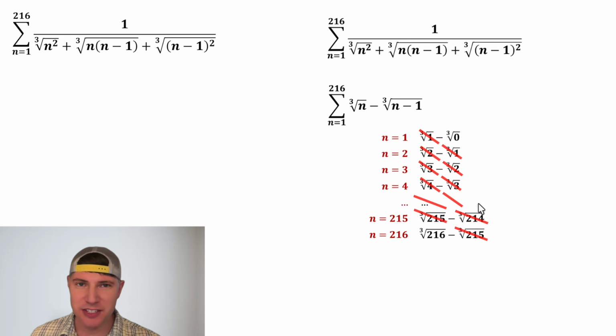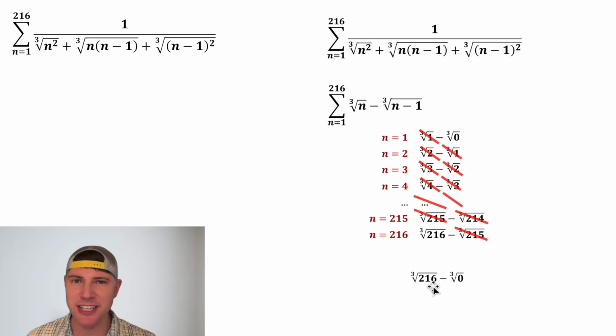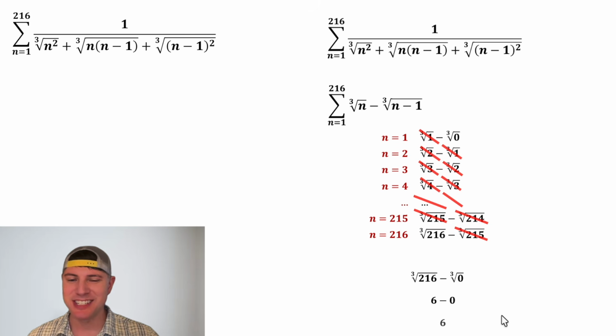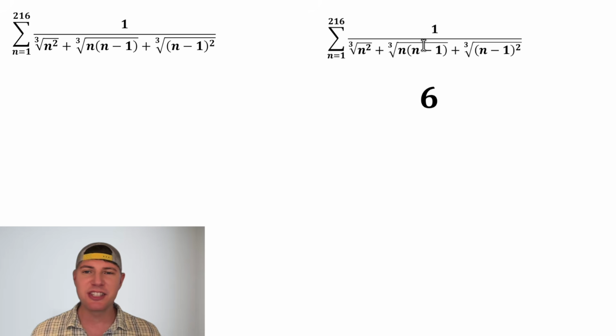thing. All of this stuff canceled out except for this and this. So the answer to this sum is going to be the cube root of 216 minus the cube root of 0. Cube root of 216 is equal to 6, and the cube root of 0 is equal to 0. 6 minus 0 is equal to 6, and that is the answer to our question. The sum of these 216 terms is equal to 6. Let's put a box around it. How exciting.